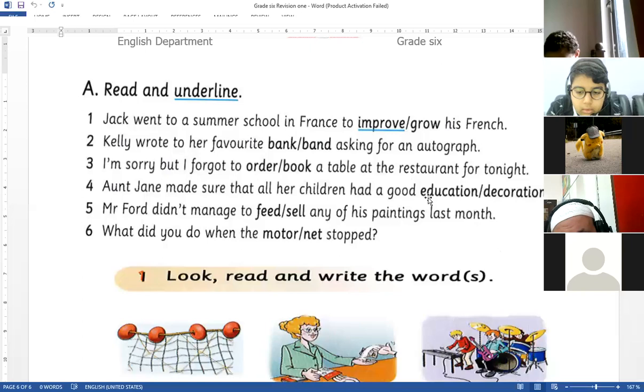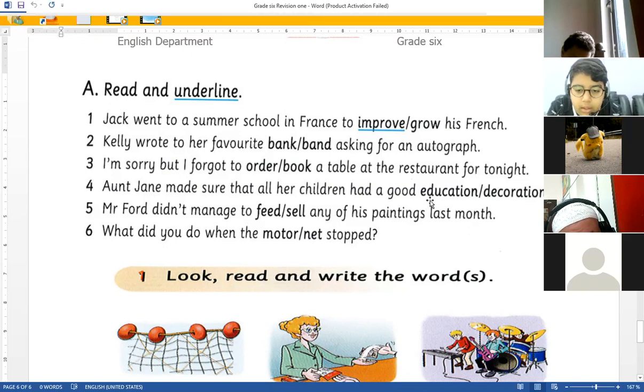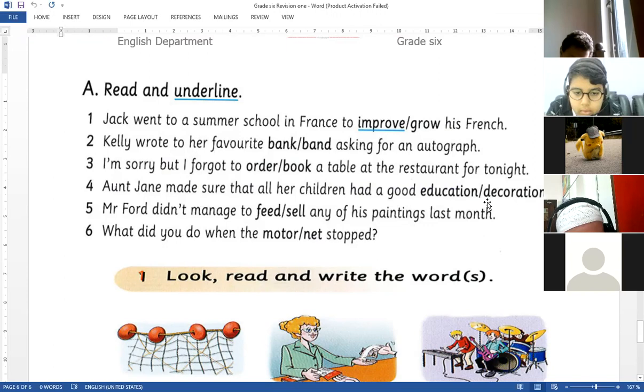Okay, the word education means you are learning or you are putting balloons? Learning. But decoration means? Balloons. Okay, you are putting balloons and colorful things.